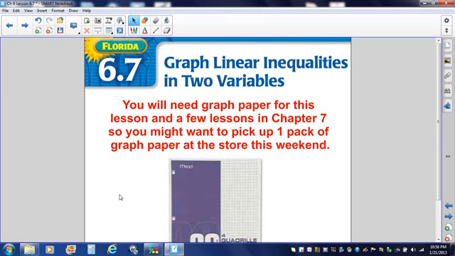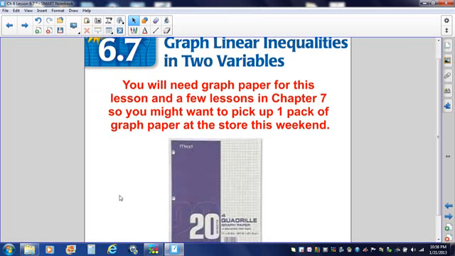Now I will be kind and loving today and give you a piece of graph paper for your notes, but this weekend while you're out you might want to pick up one pack of graph paper, because lesson 6.7 is going to have a little bit of graphing, obviously, and chapter 7, which we're headed to shortly, is going to have a little bit of graphing. So if you're out and about this weekend, pick yourself up one pack of graph paper, and that should be enough to get you through the next couple of lessons.